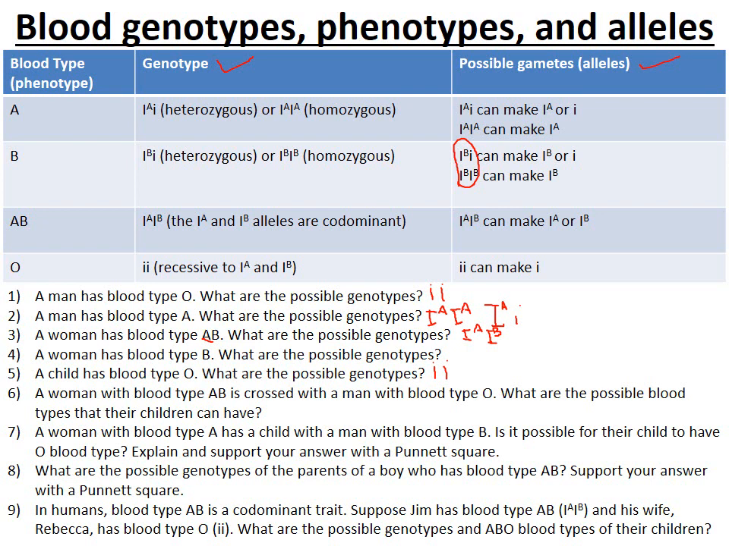So I'll do one example with you. A woman with blood type AB is crossed with a man with blood type O. What are the possible blood types that your children can have? So if you have a woman with blood type AB, let's write down her genotype. So I'm going to do it up here in this corner. We have IA, IB, crossed with an individual that's blood type O, little i, little i. You can make a Punnett square much the same way you've done it for any other question. So let's make our square here.